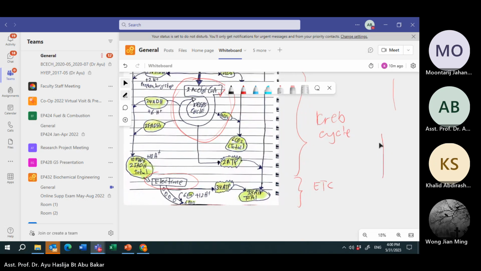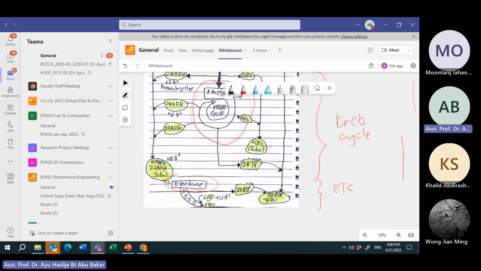Okay, another thing that I would like to see is the products produced, which is the CO2, ATP. Okay, then in ETC, the electron transport stage, it involves O2 into the process. It uses up the O2 and produces the H2O. Okay, this part.